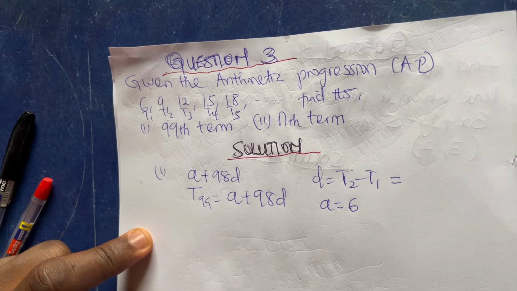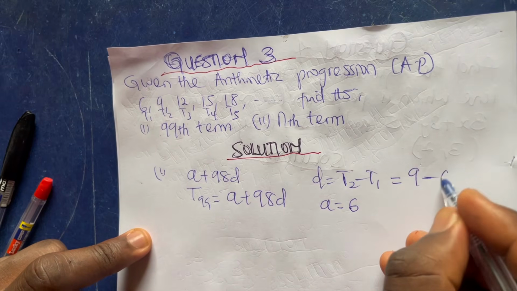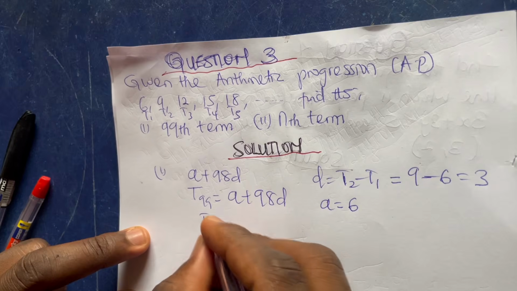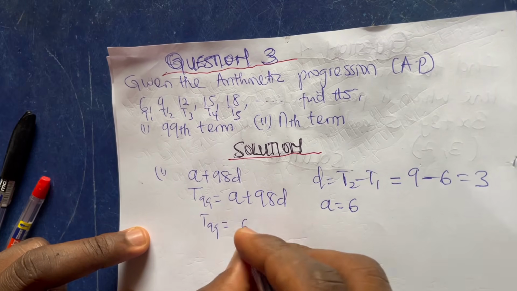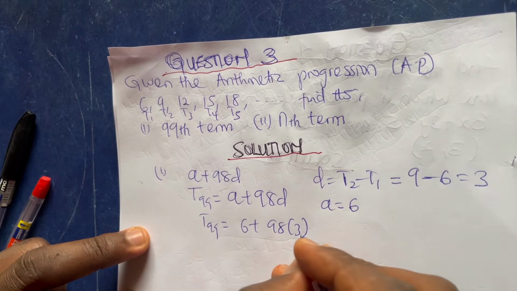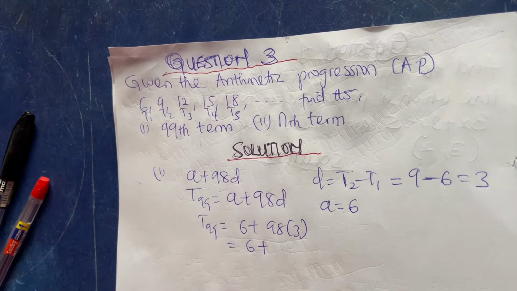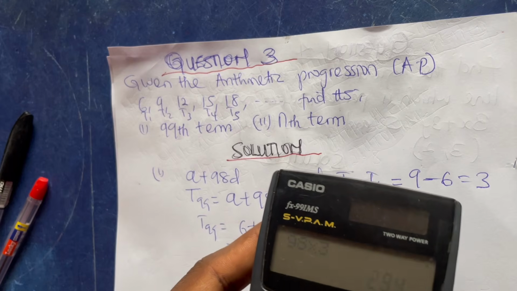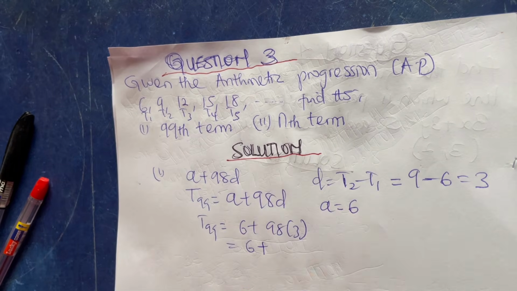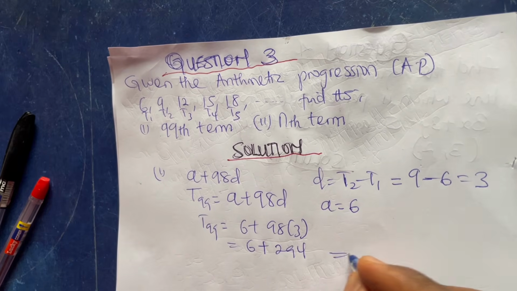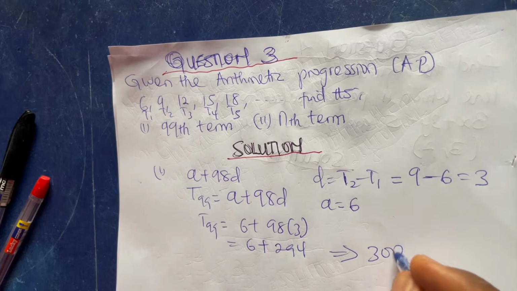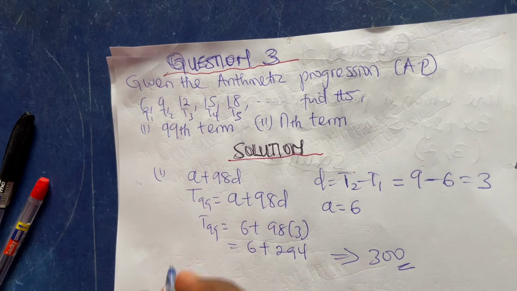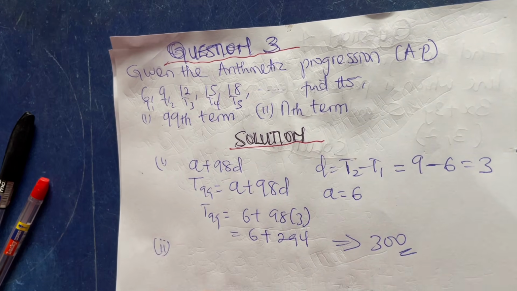So now T2 is what? 9 minus 6, and that is 3. So that means your common difference is 3. So let's insert it here. T99 equals 6 plus 98 times 3. 98 times 3 is what? Let me check it here. 98 times 3 is 294. So 294, and if you add 6, that would be 300. So the 99th term is 300.